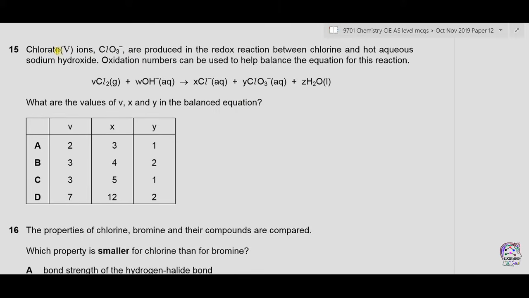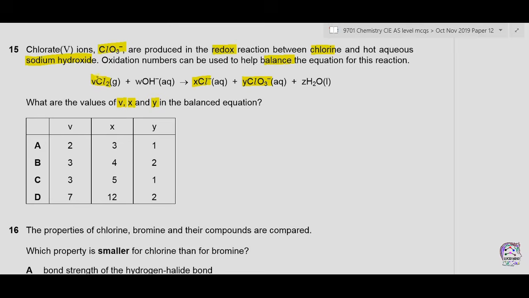Question 15. Chlorate ions ClO3 negative are produced in the redox reaction between chlorine and hot aqueous sodium hydroxide. Oxidation numbers can be used to help balance the equation for this reaction. What are the values of V, X and Y? So V is Cl2, X is Cl negative and Y is ClO3 negative in the balanced equation.